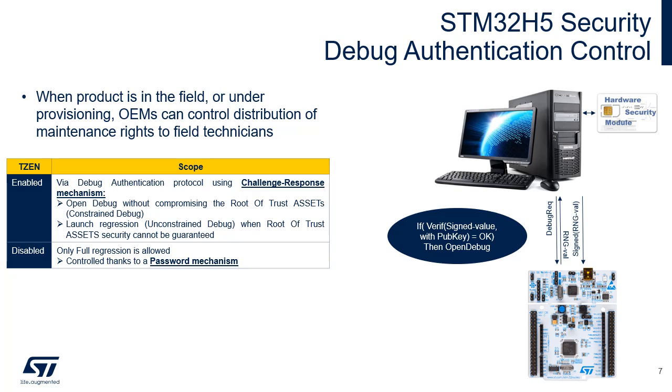When the Debug Authentication Control is based on password, TZEN being disabled, then only the hash of the password has to be provisioned.